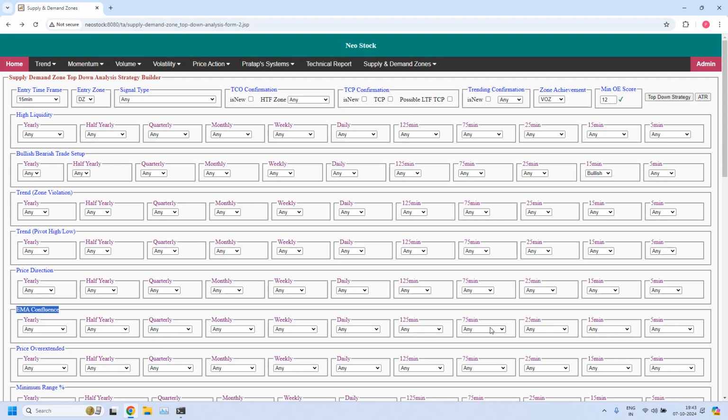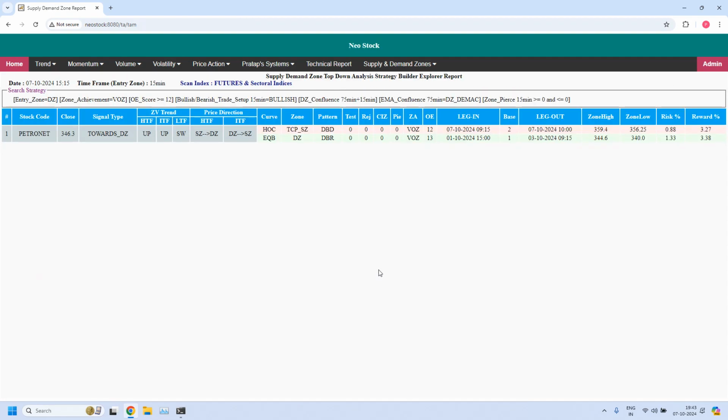So in the EMA confluence, 75 minutes demand zone with daily EMA confluence filter. This is the one, 75 minutes demand zone, daily EMA confluence. Oh, one stock is filtered, good. This is a high probability setup.